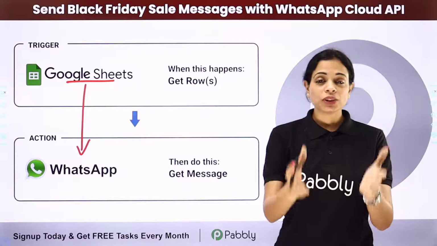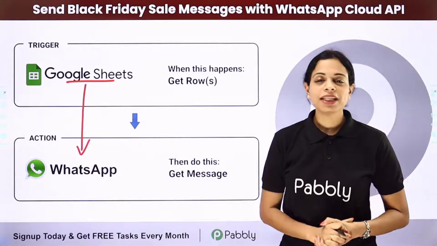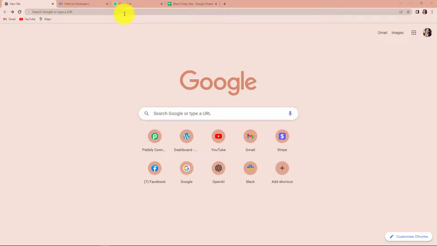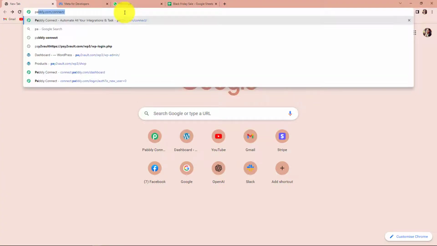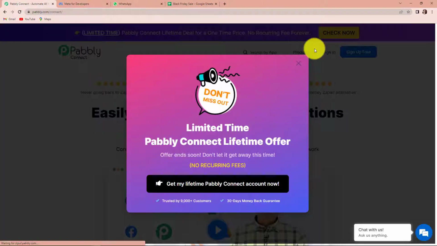Now how can you do this yourself, integrate and automate this entire process? To understand that, let me take you to my screen. To begin with the process, we are first going to type the URL pabbly.com/connect, and as we do that, here we have reached the landing page of this software.